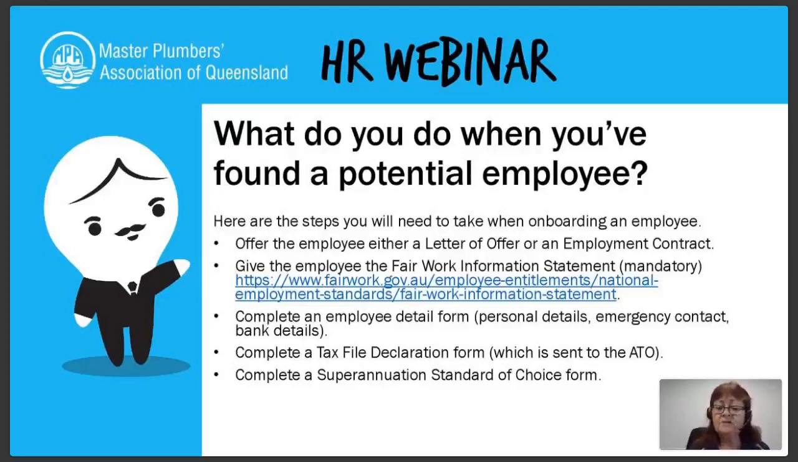You will need the employee to complete a tax file declaration form. Now, these are available online at the ATO website, which is www.ato.gov.au. You'll also have to have your employee complete a superannuation standard choice form. If the employee already has a complying superannuation fund that they have had other employers contributing to, they can elect to have their superannuation from you sent to that superannuation fund as well.